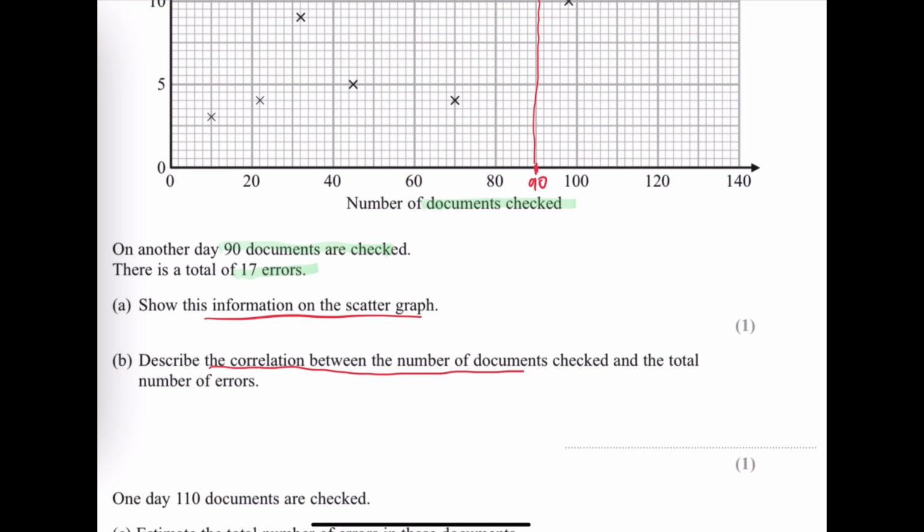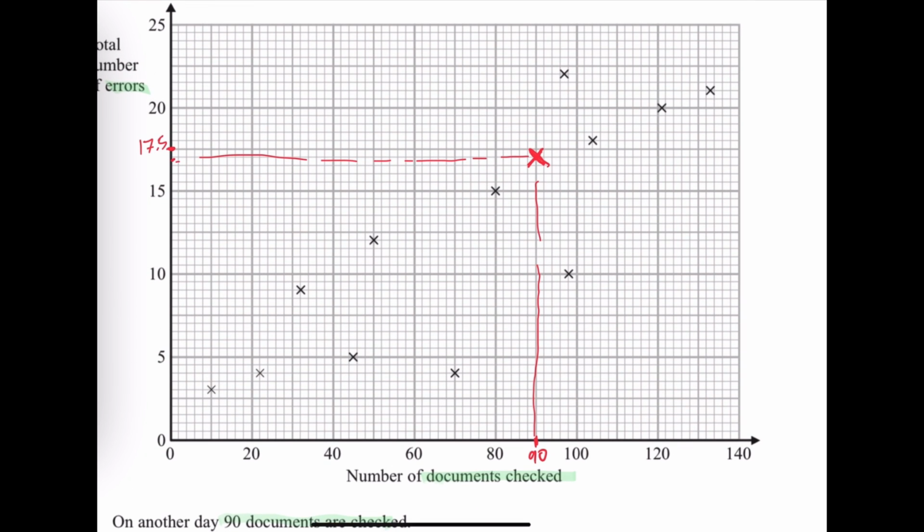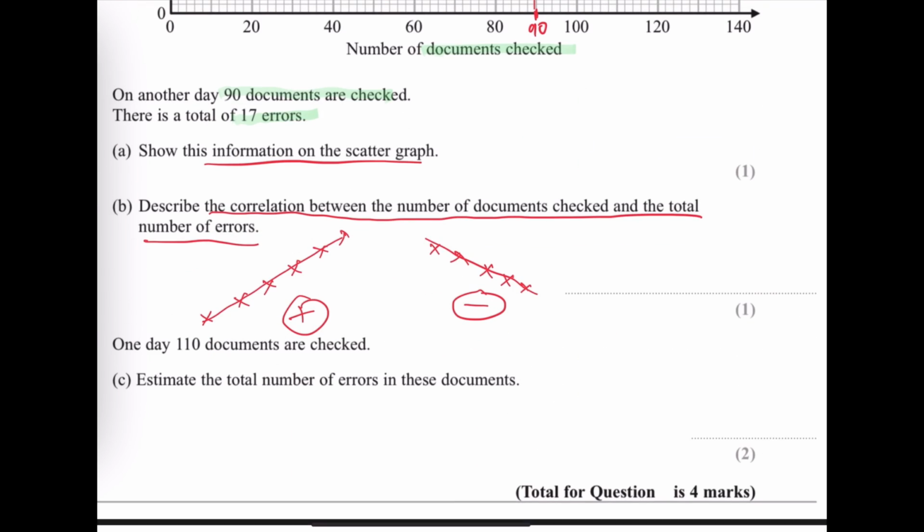Describe the correlation between the number of documents checked and the total number of errors. Here they're looking for, if you see all the x's kind of go in a straight line, this is a positive correlation. If you see that all of them kind of go down, this is a negative. So how do you know if it's weak or strong? Just how straight that line is. So if you see over here, you can see that there is a general trend that it is going up. However, this trend isn't very strong, since there are some anomalies here and there. But what we're going to write is that it goes up, so therefore it is positive.